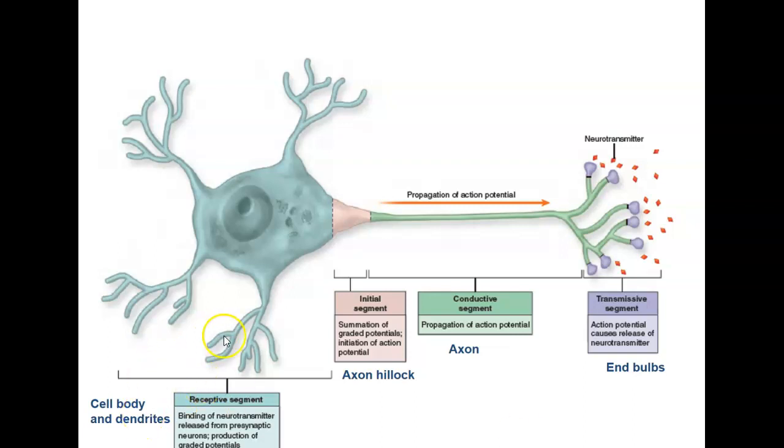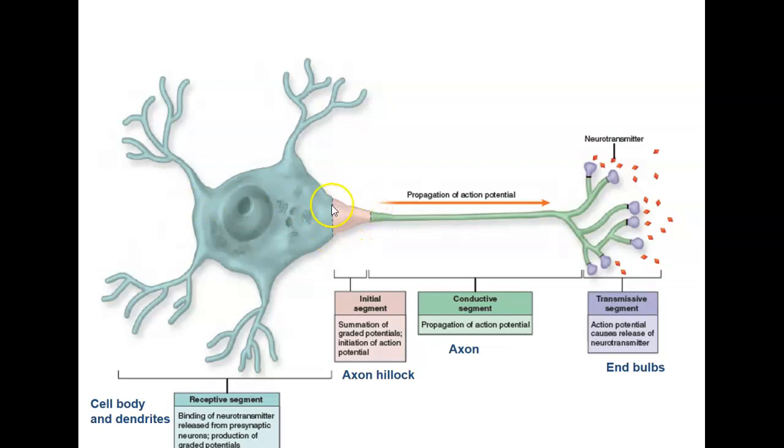The cell bodies and dendrites are what we call the receptive segment. This is the segment where a neurotransmitter will bind to chemically gated ion channels. So here in the dendrites and also on the cell body will be these chemically gated ion channels. And when the neurotransmitter binds, we end up with a graded potential, just like we had the end plate potential with a muscle fiber.